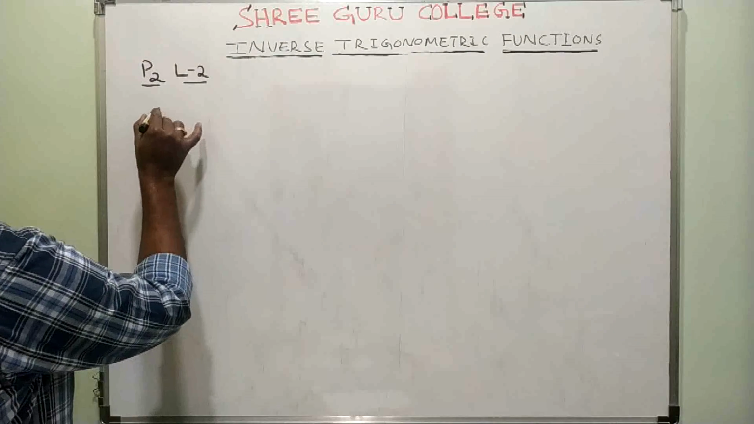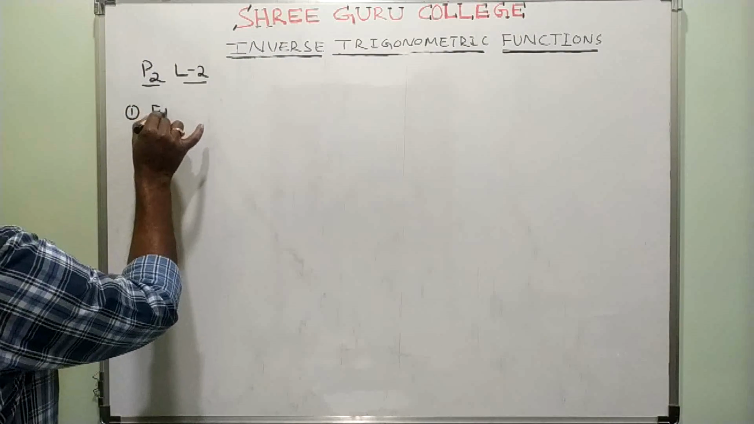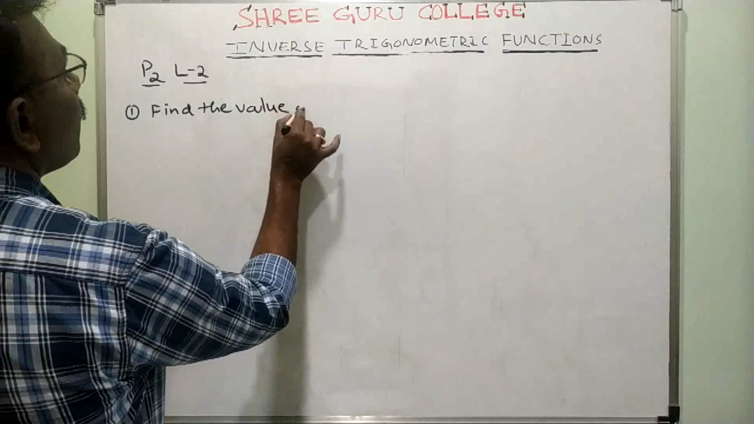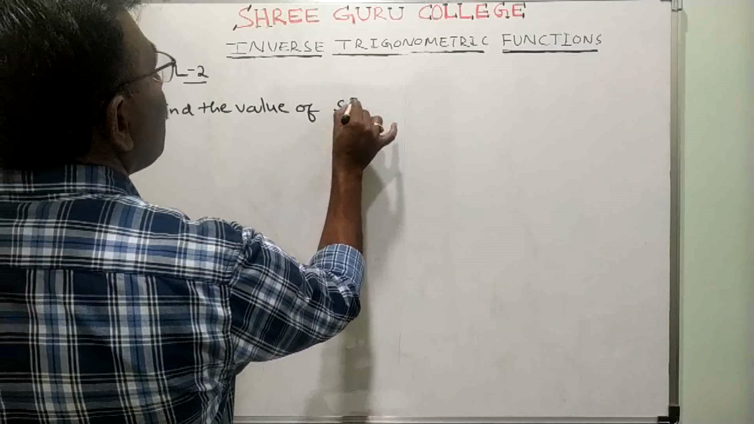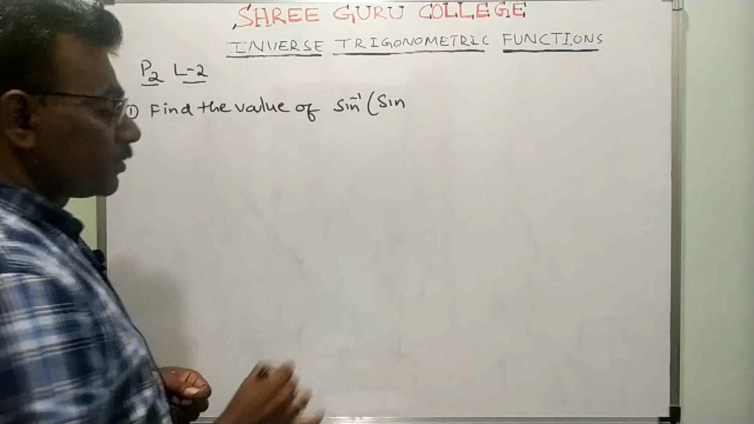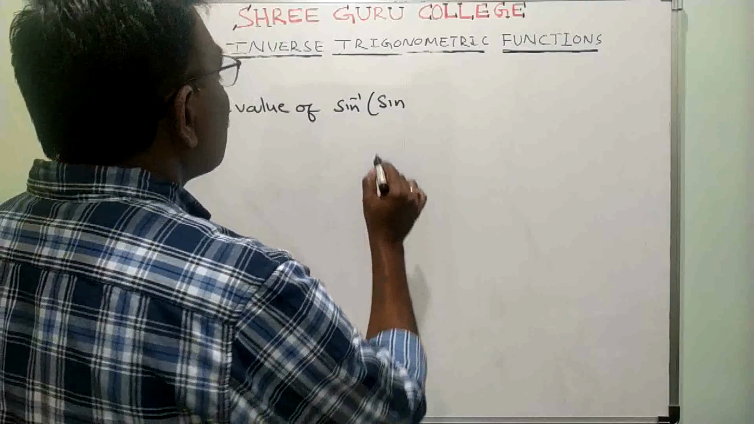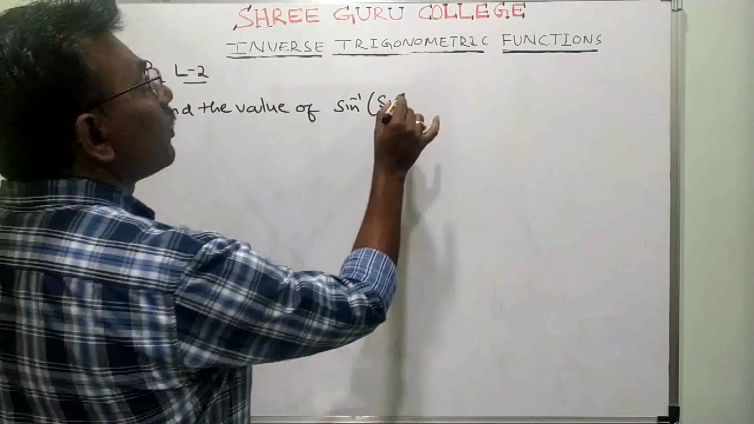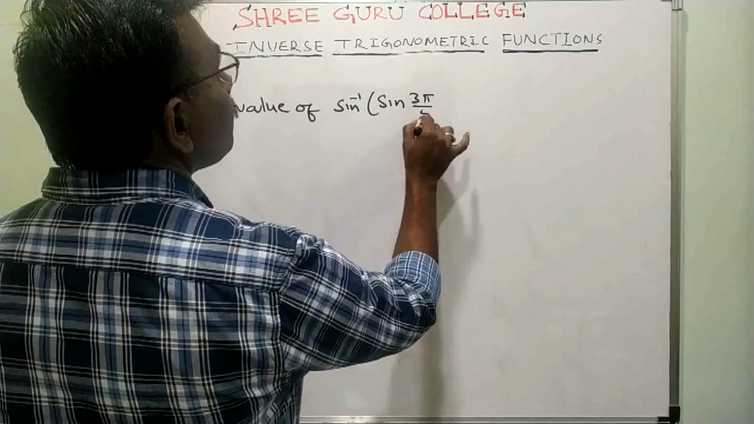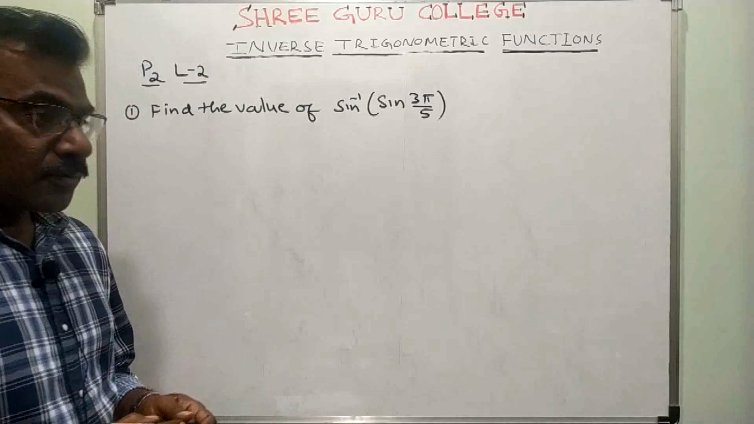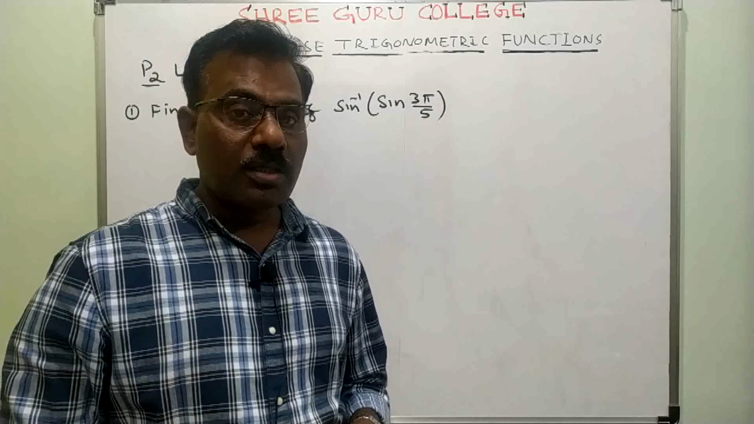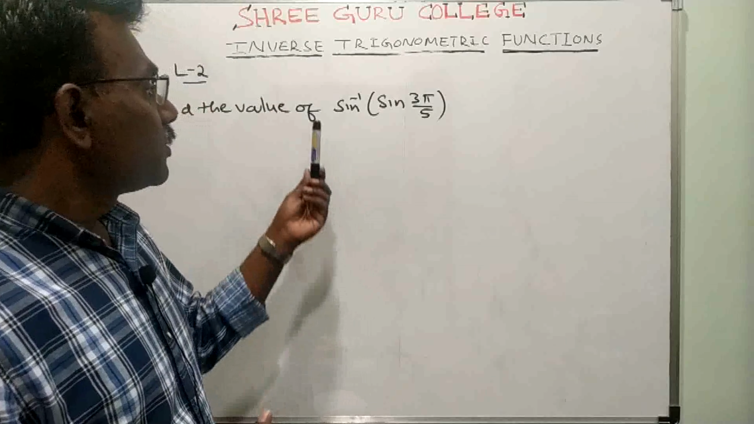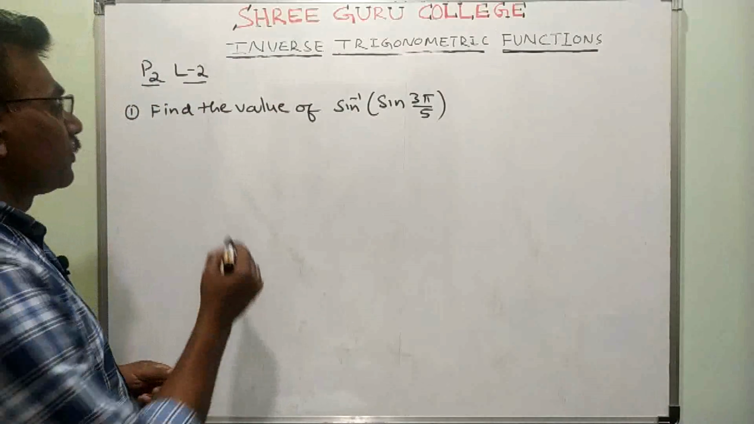Find the value of sine inverse of sine 3 pi by 5. You were told in the last lecture, lecture number 1, that sine inverse of sine theta is theta. Okay. So here, sine inverse of sine 3 pi by 5.